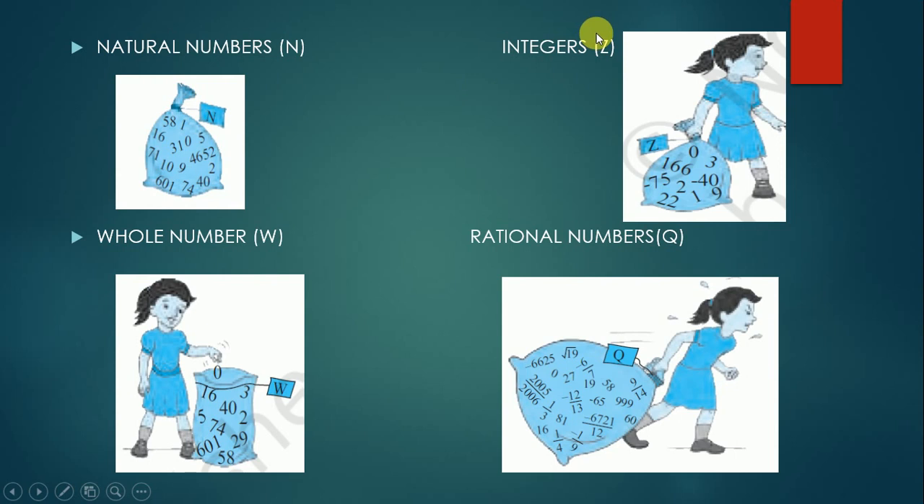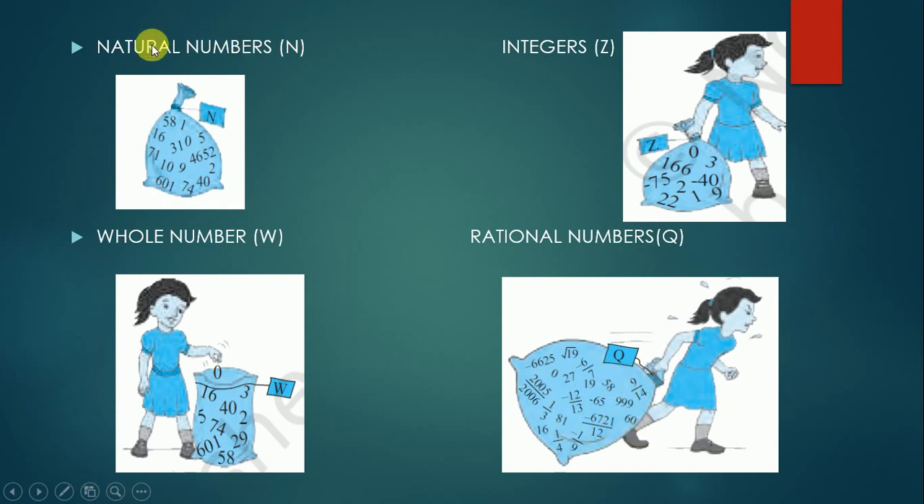Next one is integers. See, in this bag there is 0. Some negative numbers are there, positive numbers are there. Okay. So integers means negative numbers, 0 and positive numbers. The next one is rational number. See, the bag becomes very big, having 0, some negative numbers, positive numbers, and some fractions are there, right? Some proper fractions are there, improper fractions are there. Okay, this is our rational number.